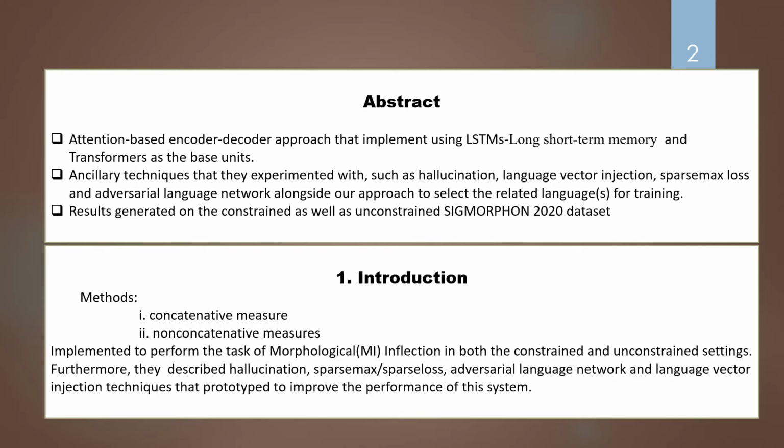Next, the introduction part. There are two methods. Number one, concatenative methods, then non-concatenative methods. They implemented these to perform the task of morphological inflection in both the constrained and the unconstrained settings. Before, we talked about hallucination, sparsemax, sparsemax loss, adversarial language network, and language vector injection techniques, which they prototyped to improve the performance of the systems.